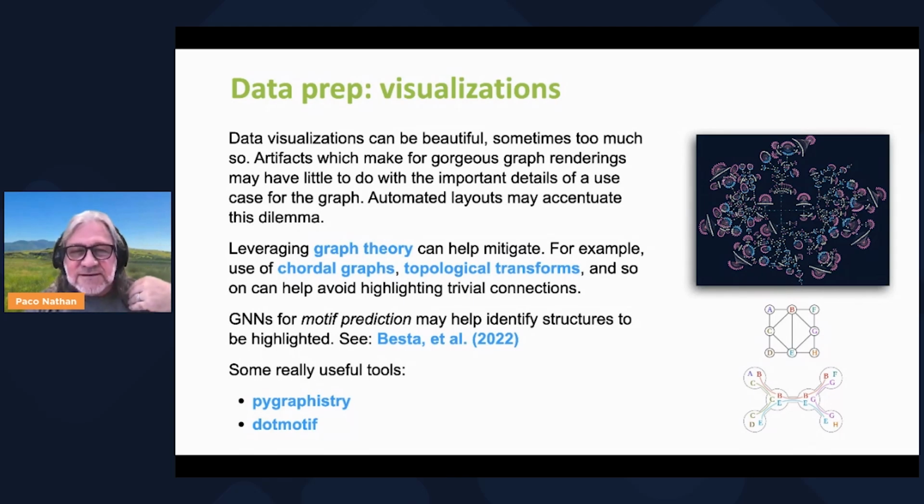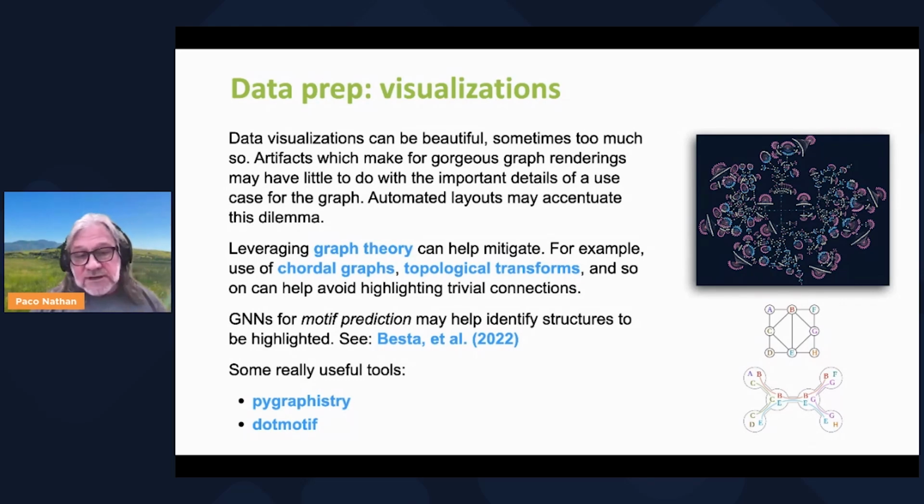And the thing is that it may be that the things that look really good in a graph rendering have little or nothing to do with the important details of your use case. And automated layouts really accentuate this. So there are some ways around it. There are uses of graph theory. If you have the math background, you can use chordal graphs or various forms of topological transforms to highlight the things that are important and avoid highlighting the trivial things.